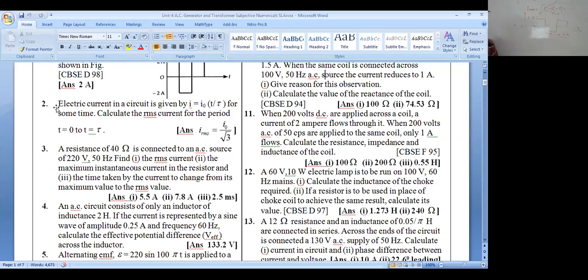Electrical current in a circuit is given by I equal to I naught t upon tau. I naught is the maximum value, this is the instant value, t is the variable time, and from 0 to tau you have to take the value. So this way, see the solution here, as per the definition.